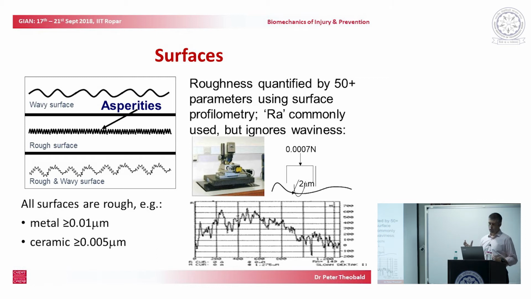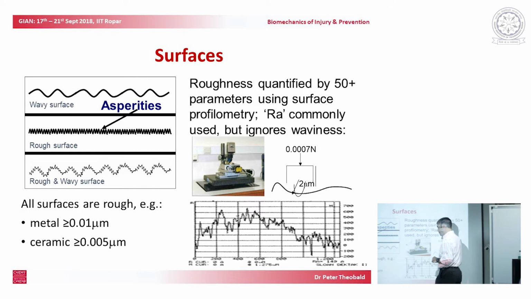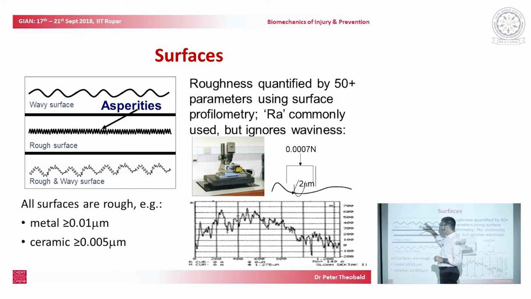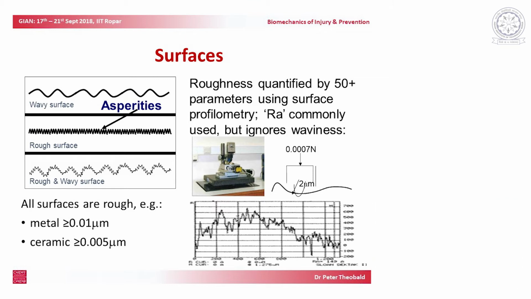So whilst we talk about surface roughness, it's important to differentiate between a rough surface and a wavy surface. And so we have a wavy surface, we have a rough surface, and we have a wavy and rough surface. And so we recognize that the articular cartilage has waves in it, but it's really the roughness that we're interested in. And there are various different techniques of measuring roughness. One of the problems with articular cartilage is that it's an elastic material.